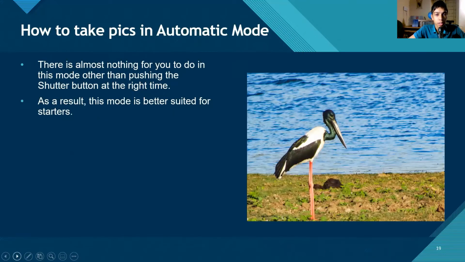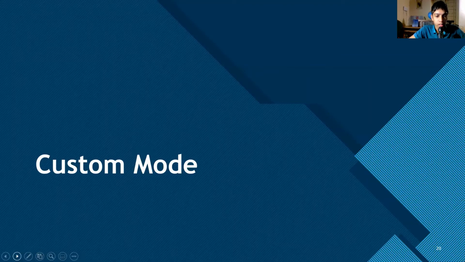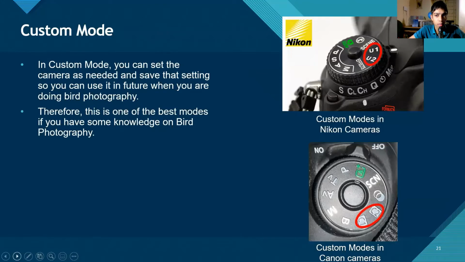So how to take pictures in automatic mode? There's almost nothing for us to do in the automatic mode other than just pushing the shutter button at the right time. Because of this, this mode is good for starters. Now let's look at custom mode.